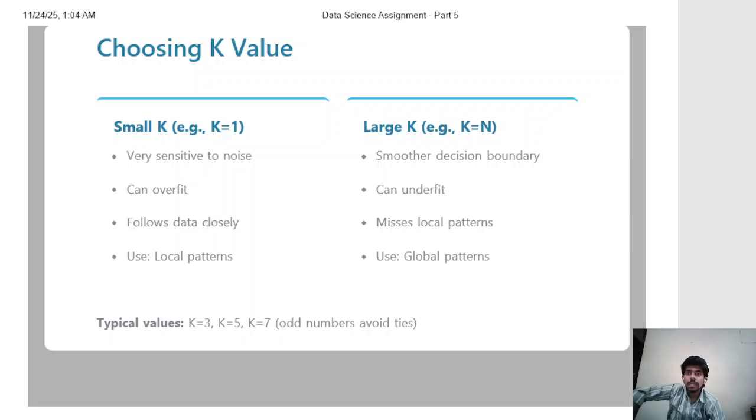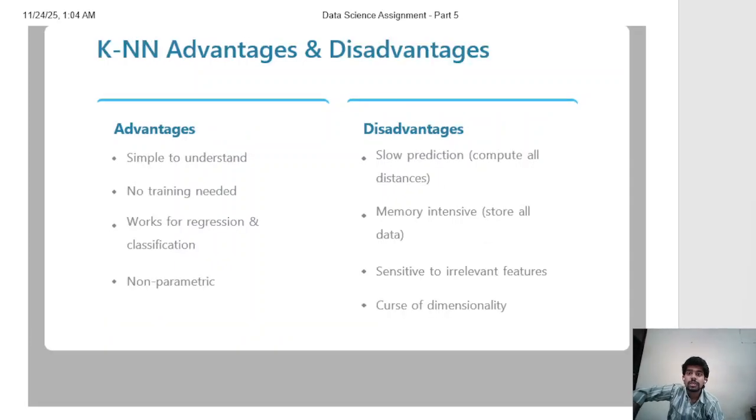We have seen choosing k. Let's see the KNN advantages and disadvantages. So KNN has several advantages. It's simple to understand. The concept is intuitive. There's no training needed. You just store the data. It works for both regression and classification tasks. It's non-parametric, meaning it doesn't assume any particular distribution.